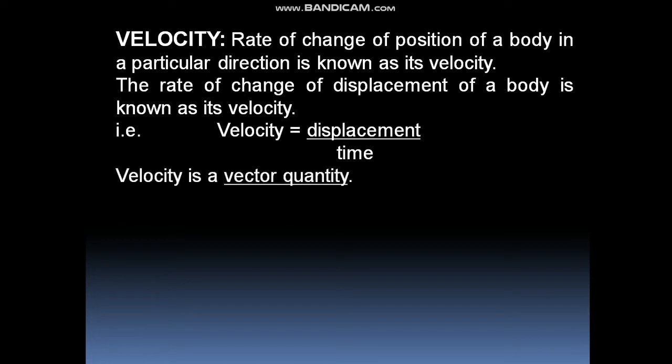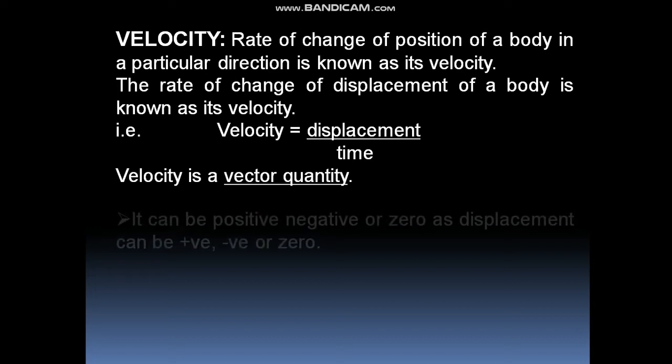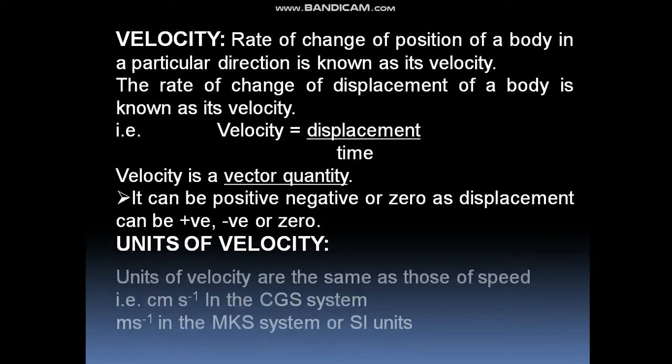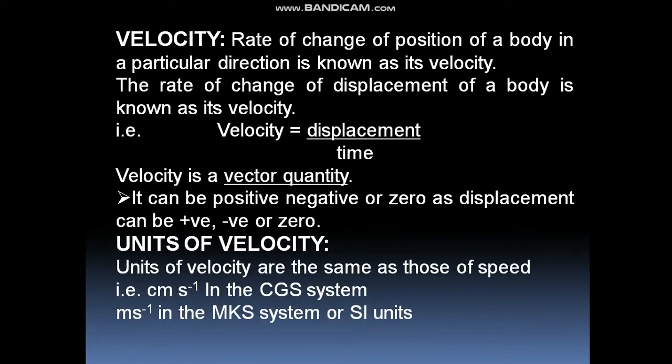It will be a vector quantity since displacement is also a vector, and I also told you that velocity is speed along with direction. So obviously velocity will be a vector quantity. Now, like displacement, velocity also can be negative, zero, or positive. Now, what will be the units of velocity? Remember, the units of velocity are the same as the units of speed. That means in the CGS system, it will be centimeter per second, and in the SI system, it will be meter per second.